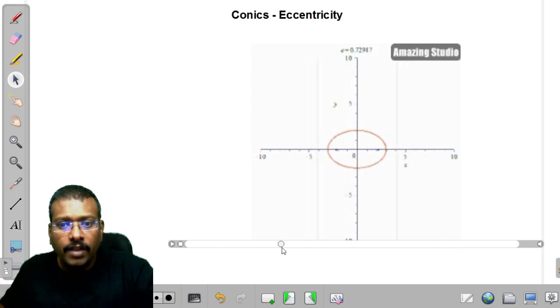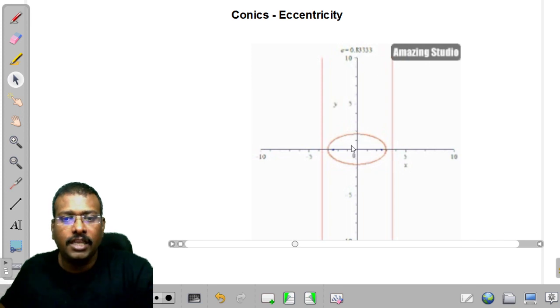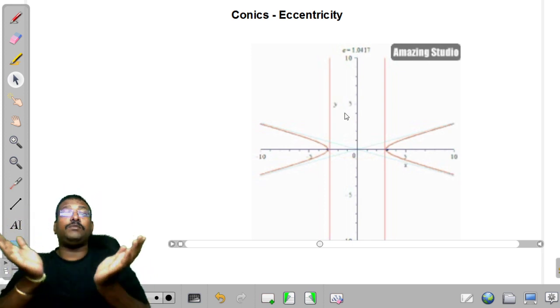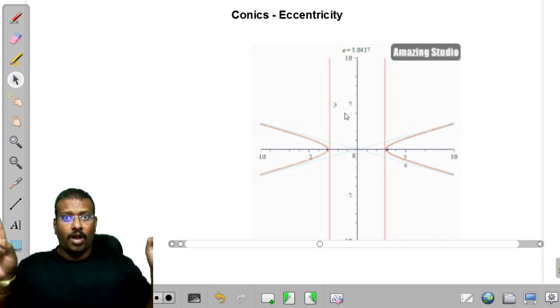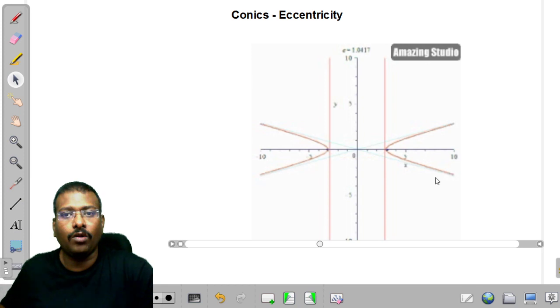Whenever E reaches 1, if it is 0.833 here, now directrix are coming very close, focal points are coming nearer to vertices. Whenever E crosses 1, just observe, E crosses just now 1.014. The directrix will come inside the focal. Focal will move away. Directrix will be shifted inside of the focal. Now we are going to get parabola as well as hyperbola.